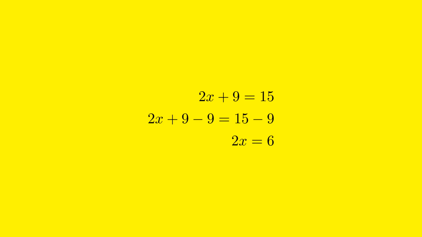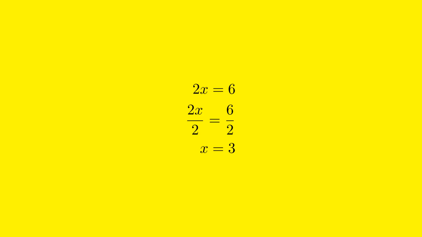side. On the right side, we subtract 9 from 15, so 15 minus 9 equals 6. Now the equation looks like this: 2x equals 6. In summary, we altered the original equation by subtracting 9 from both sides, which helps us isolate the term that contains the variable x.